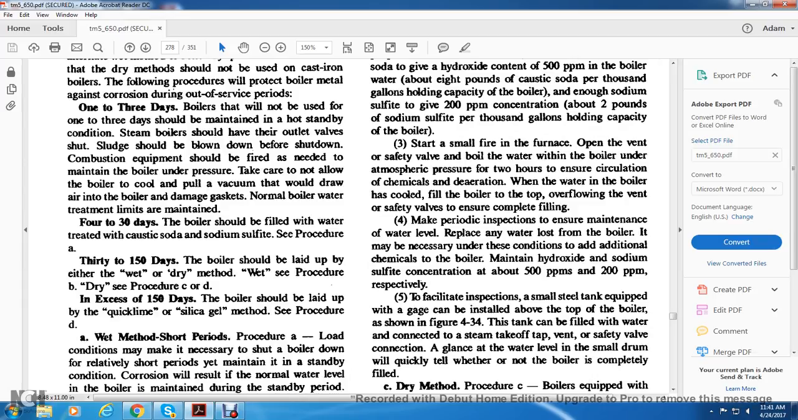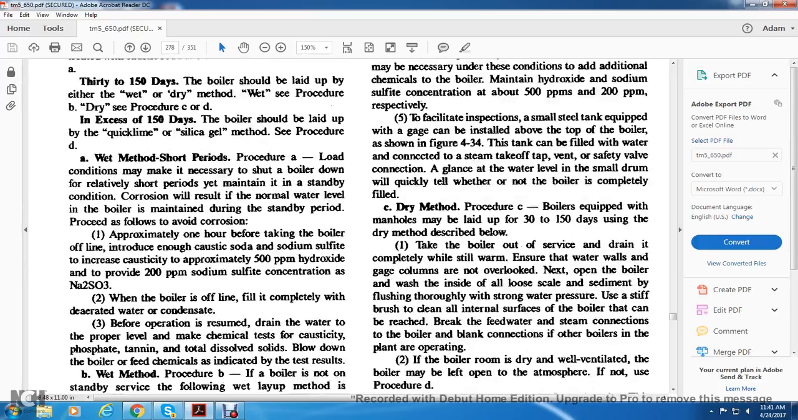4 to 30 days, the boiler should be filled with water pretreated with caustic soda and sodium sulfite. See the procedure. 30 to 150 days, boilers should be laid up by either the wet or dry method. Wet is procedure A, dry is procedure B. In excess of 150 days, the boiler should be laid up with the quicklime or silica gel method, procedures C and D.